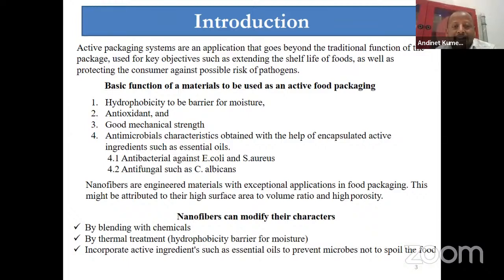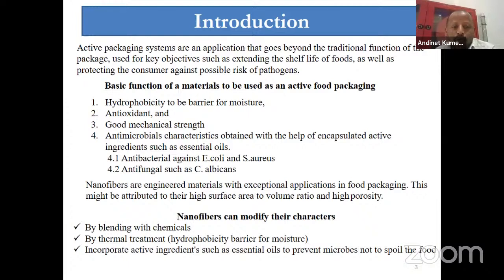While doing this, a material to be used as an active food packaging should fulfill 4 basic criteria. The first one is hydrophobicity. It should be a barrier from moisture, and there is an antioxidant. The material should have good mechanical strengths, and there are antimicrobial characteristics, which help in inhibiting the possible microorganisms.